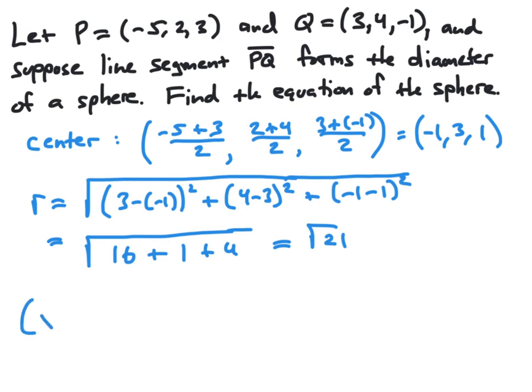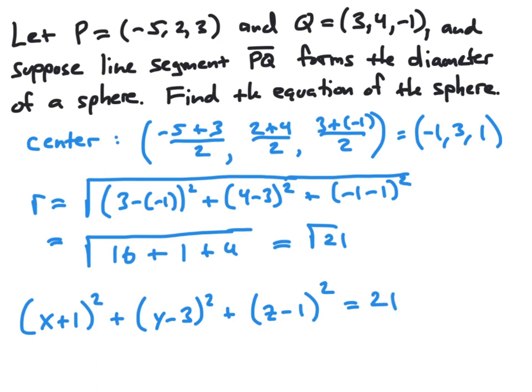Since we know the center and the radius, we can write down the standard equation of our sphere. In this case, it will be (x plus 1) squared plus (y minus 3) squared plus (z minus 1) squared equals the radius squared, or 21.